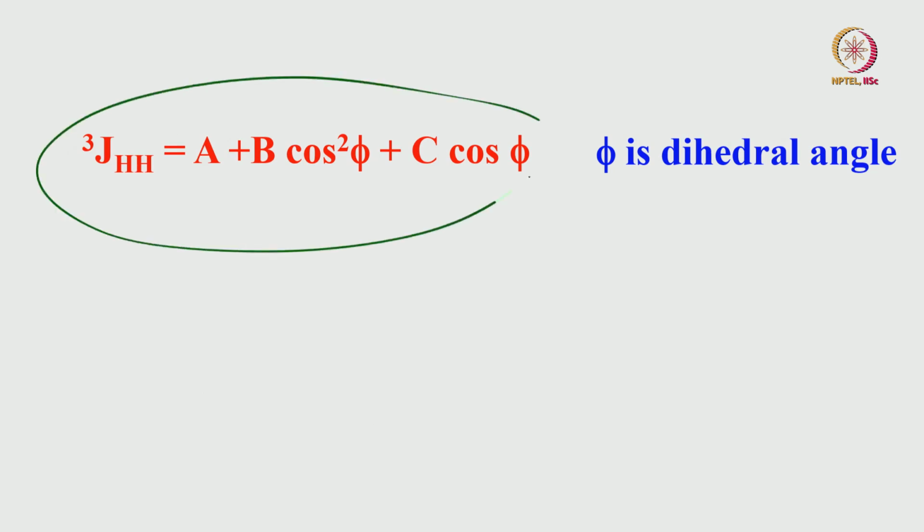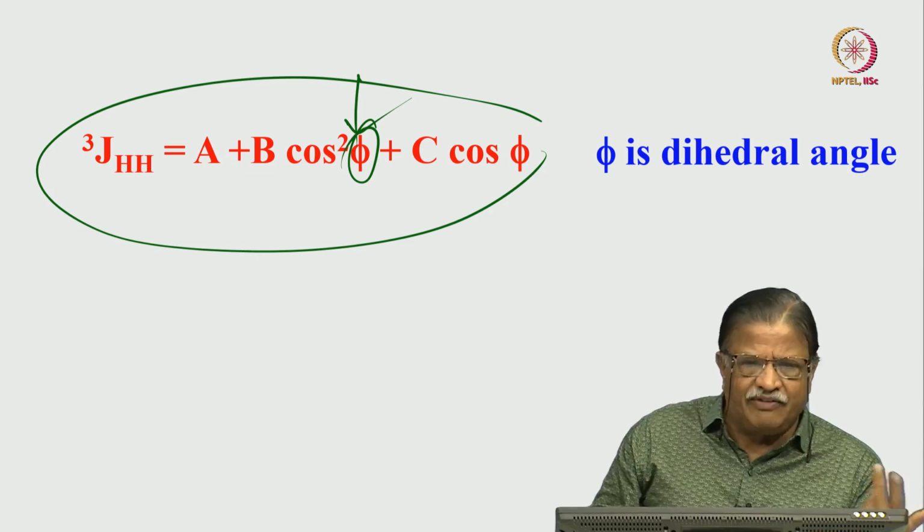Remember, J equals A plus B cos squared phi plus C cos phi is the famous Karplus equation. It is a quadratic equation in cosine of phi. If the J value is fixed, it has 4 solutions, because a quadratic equation has 2 solutions, and cos phi and cos minus phi are the same. So it will have 4 solutions. So that is one thing. If the phi value can vary, you can have infinite solutions.